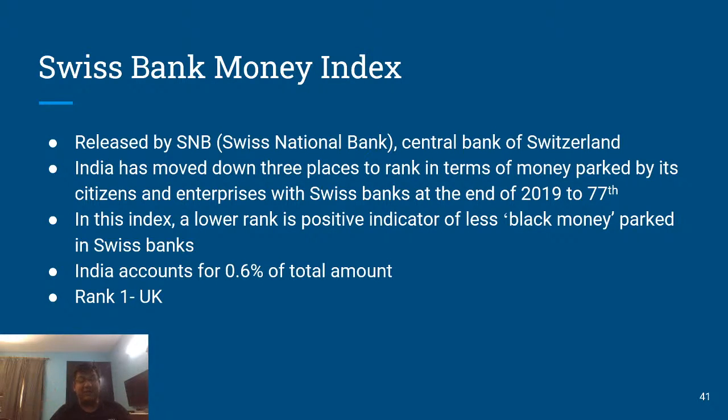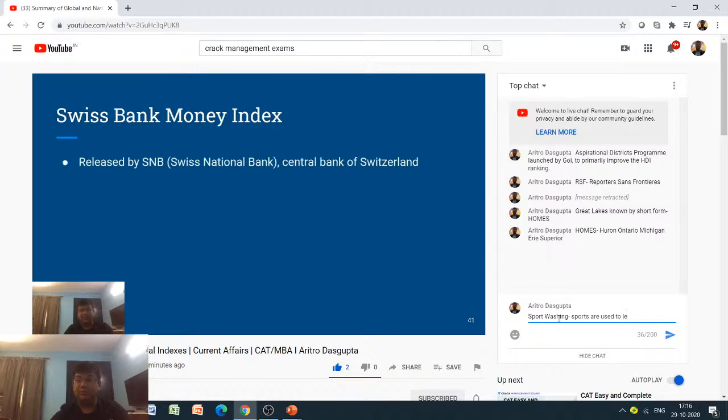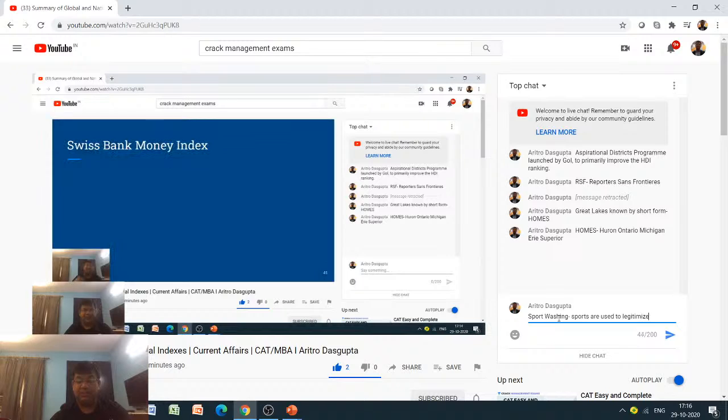Sport washing, as it is called. Have you heard of this term? Sport washing. It's a combination of the words whitewashing and sport. Sport washing, where sports are used to legitimize the use of money through popular pastimes.